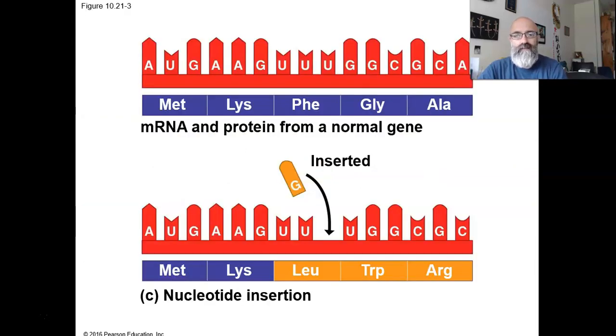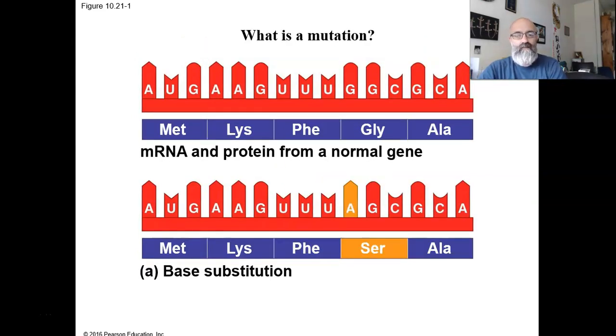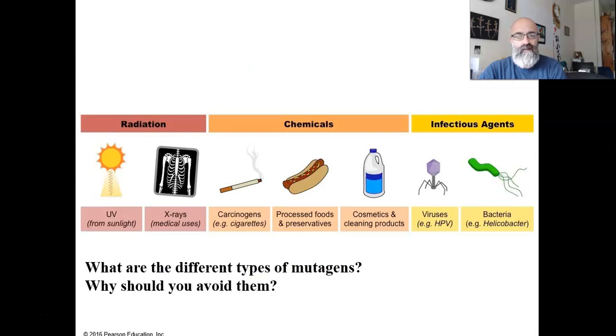Okay. So what can be the type of things that cause an insertion, a deletion, or a substitution, right? So here's one of the study questions: know the various types of mutations, and then what are different types of mutagens, and why should you avoid them? So here are some major classes. This is certainly not an exhaustive list of things that are mutagens. A mutagen is a substance or just something that causes DNA to change its sequence.